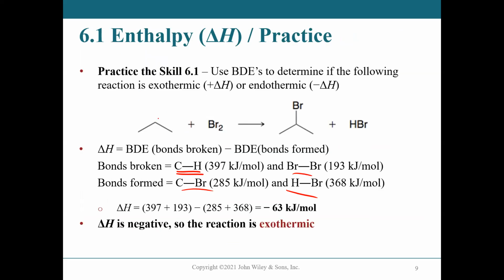This bond they're talking about right here, that's this one right here. And this is what they're talking about right here. And the bonds formed, we get one C-Br bond right here. And we also form this one right here. So we take our bonds broken minus our bonds formed. So we have this number here, and it's getting a little messy, so I'm going to do some erasing. Have this, and then likewise on the bonds formed, and we get minus 63. So it's exothermic.